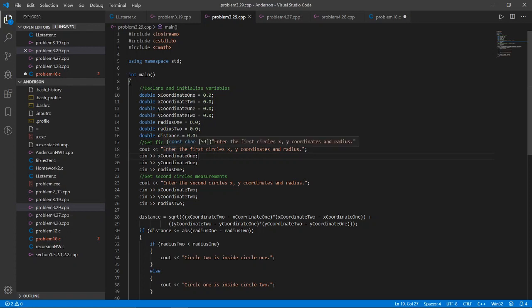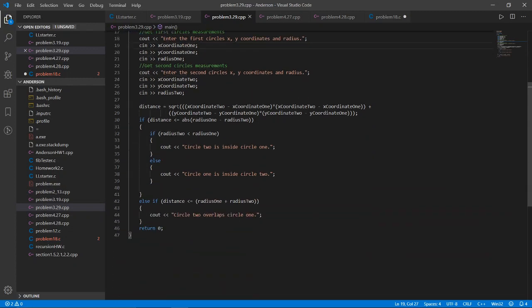Then we're going to get our first circle measurements. So we're going to prompt the user to enter their x, y coordinates and the radius for the first circle. So everything is relating to the first circle here, x, y, radius. And then same thing, but for the second circle, so x, y, and radius. Then we have our formula, which is distance is equal to the square root.